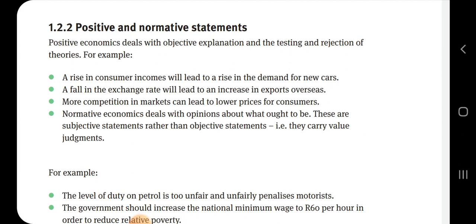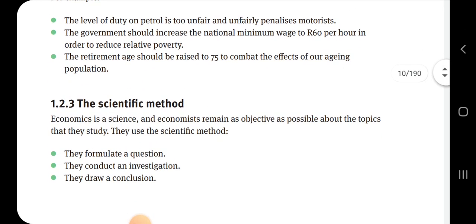It's positive economics. Or a fall in the exchange rate will lead to an increase in exports overseas. So if the dollar goes down, then people will buy more from outside because it's now cheaper. We can buy in America, for instance, where we're here in South Africa. But if the dollar is so high, bigger than the rand, then we are not encouraged. So that is positive economics.